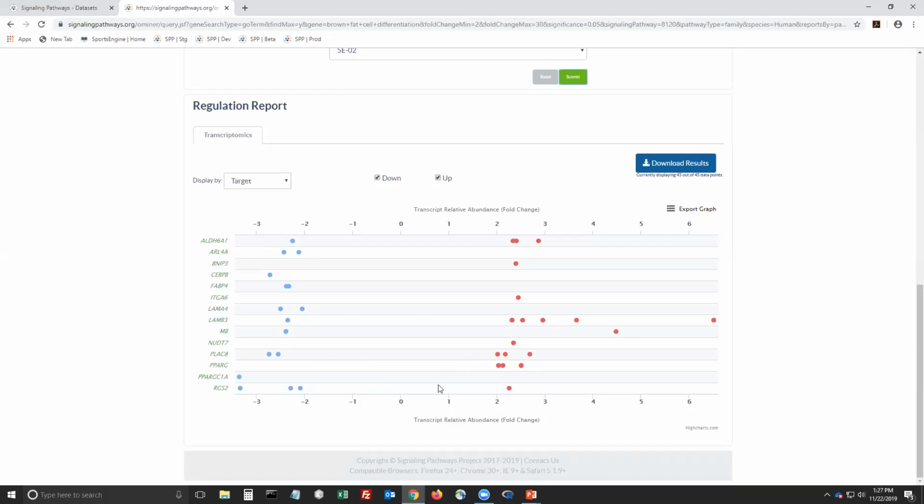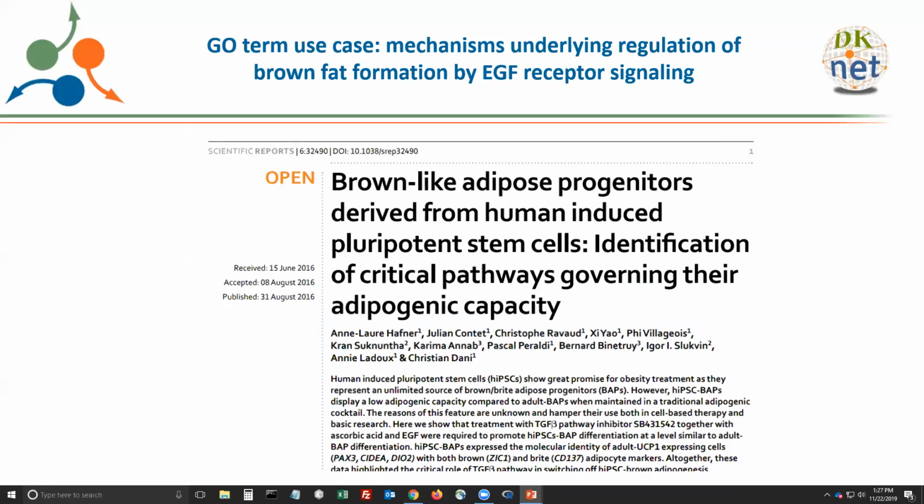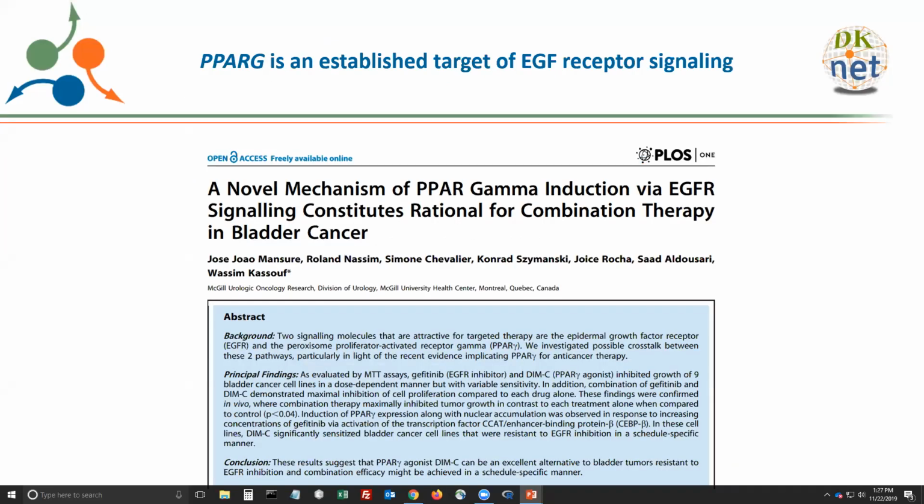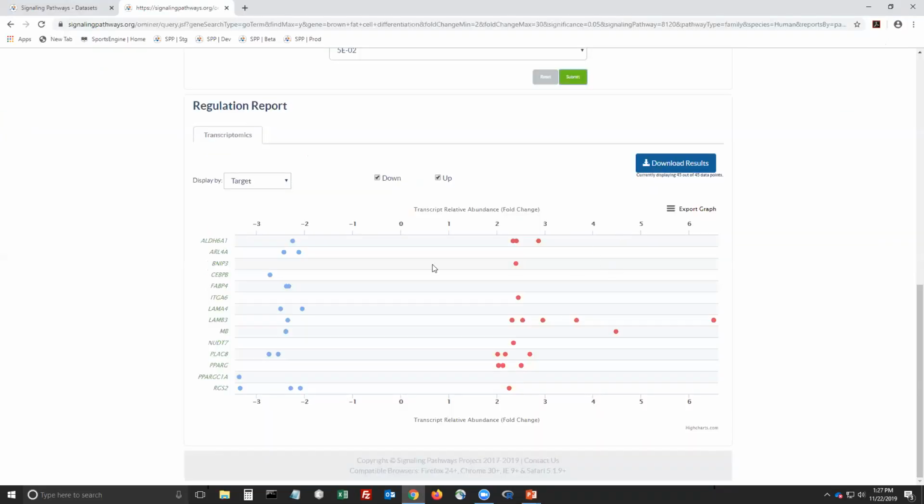And in the regulation report, I can see evidence for EGF receptor family regulation of PPARG gamma. Now, this is actually consistent with what is known in the literature, that PPARG gamma is regulated by EGF receptor family members. And so now this is kind of a positive control for my search, which gives me more confidence that the results I'm getting back from SPP are real, and that I can believe the other evidence that I see.